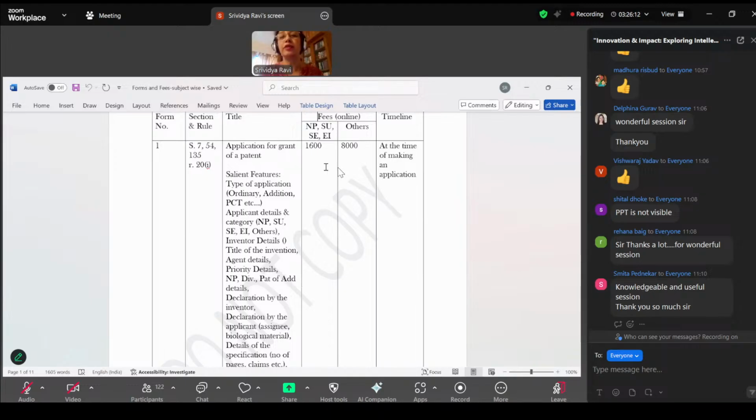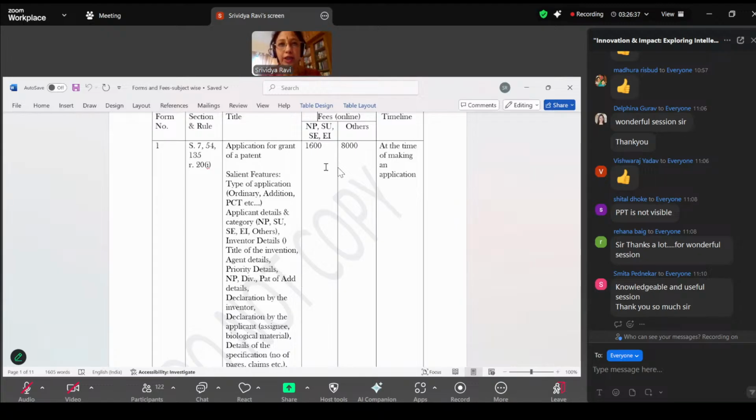And as you can see in the first one itself, we are looking at a one-fifth rate for natural persons, startups, small entities, and education institutes as against others. So that is how the general fee structure will be throughout the patent. And the timeline when it has to be paid is also specified in this particular table. So we'll go through these entire forms and fees, and then we'll go back to the presentation.